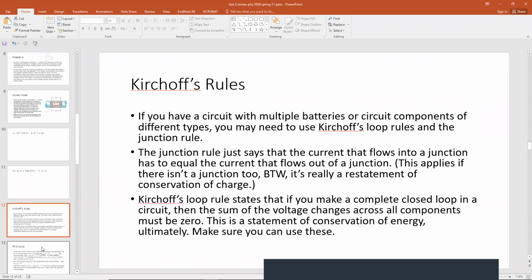Make sure that you can do problems with Kirchhoff's rules. We did a bunch of them in class and for quiz questions and homework questions. Make sure that you review all those and you understand them.